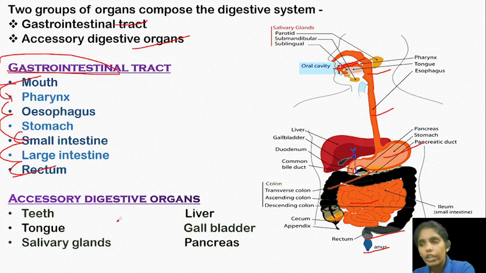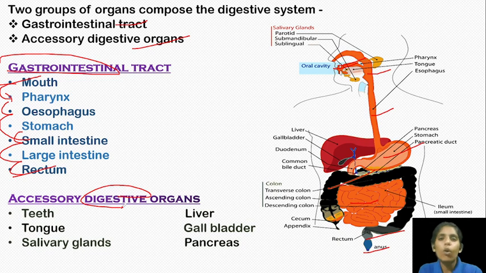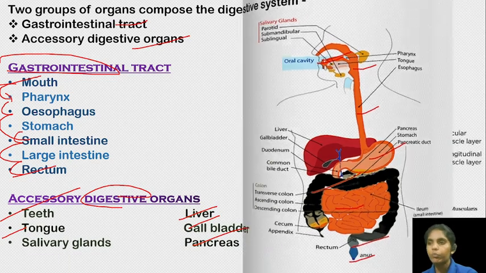Whereas the accessory digestive organs are the organs which will support the digestion process in one way or the other. So what are the accessory organs? The teeth, the tongue, the salivary glands, the liver, gallbladder, and pancreas. These organs will support the digestion process that is happening in the digestive tract or the alimentary canal.